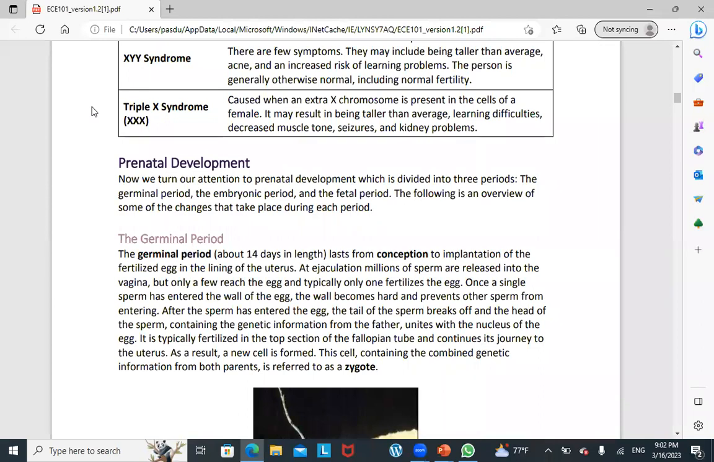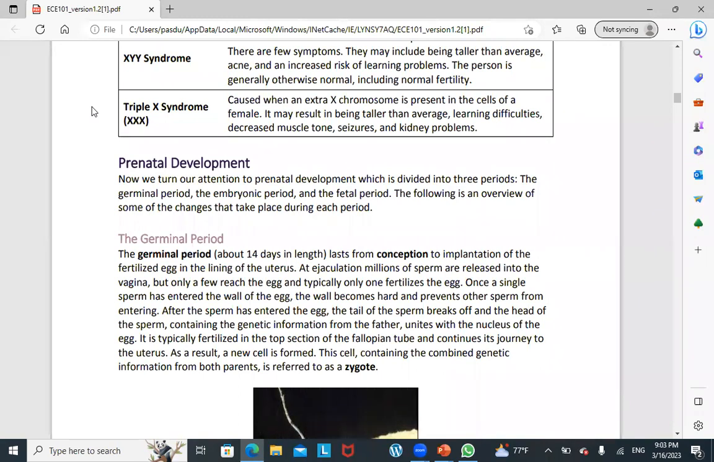The germinal period is about 14 days in length and lasts from conception to implantation of the fertilized egg in the lining of the uterus. At ejaculation, the releasing of sperm by a male in the course of physical union with a female, millions of sperm are released into the vagina, but only a few reach the egg, and typically only one fertilizes the egg. This is why I say life is a race from the beginning.